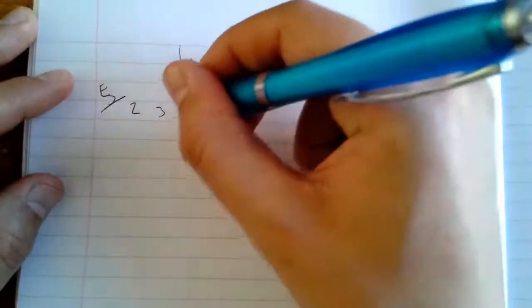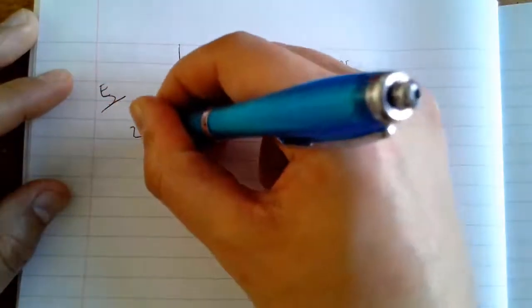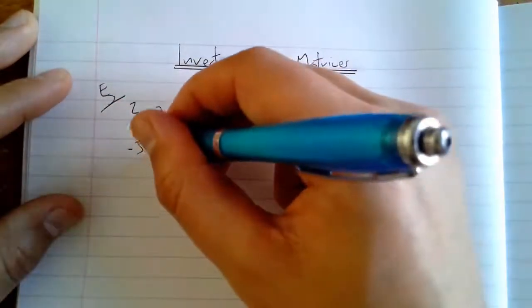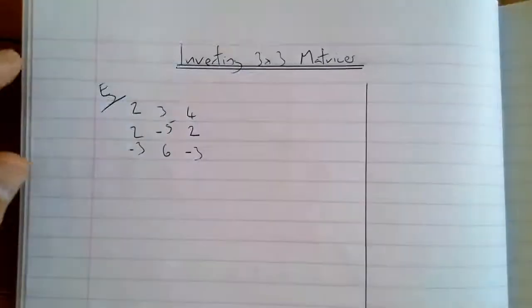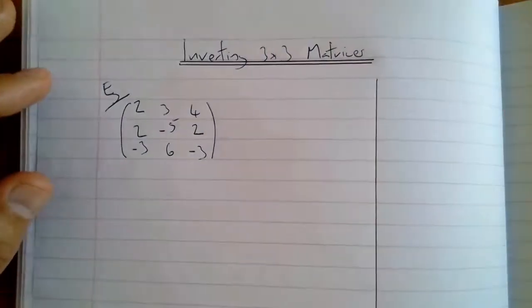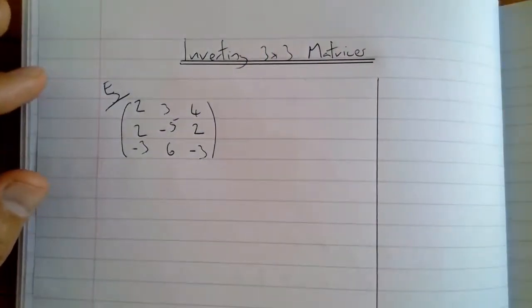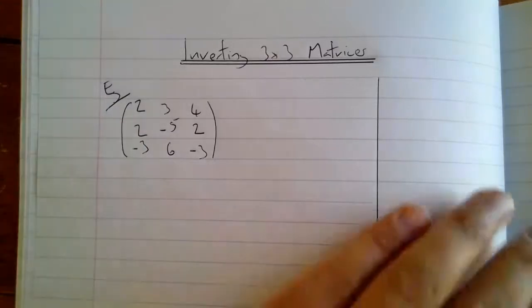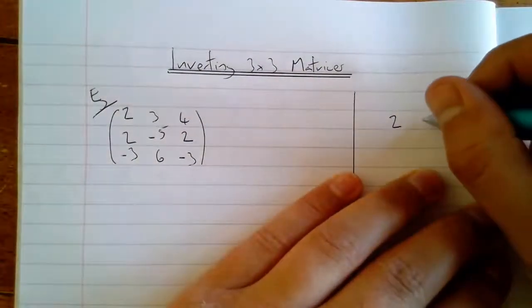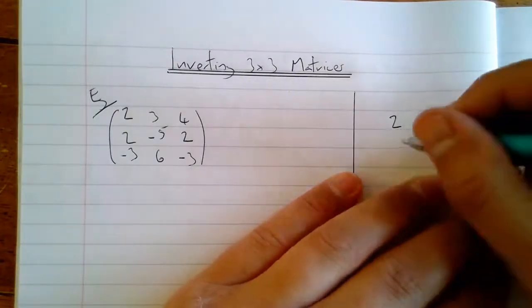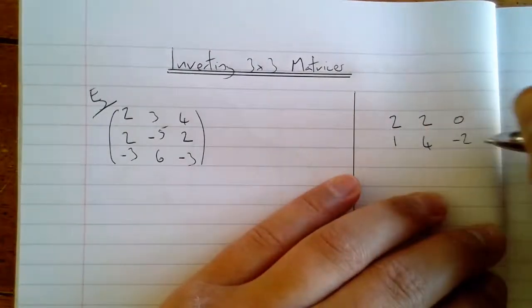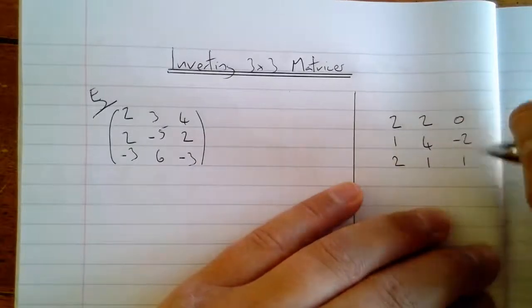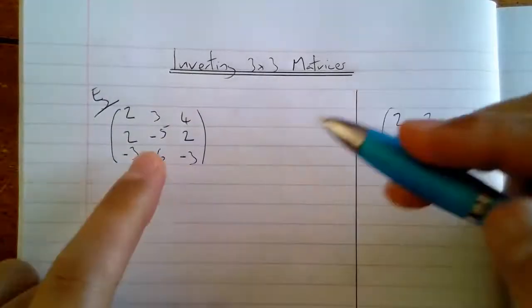So what am I going to use? 2, 3, 4. 2, minus 5, 2. Minus 3, 6, minus 3. So that's the example I'm going to do completely. And if I come up with another matrix, which you guys can do, let's do 2, 2, 0. 1, 4, minus 2. 2, 1, 1. Okay, so I'll work this one through as I do each stage.